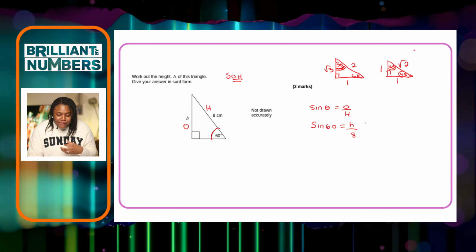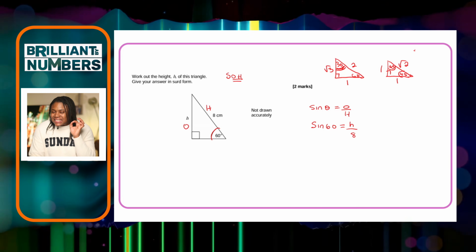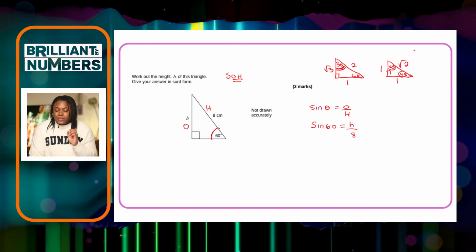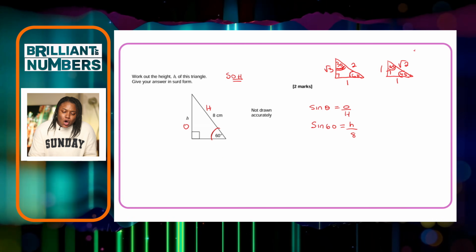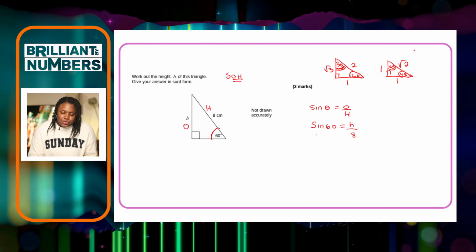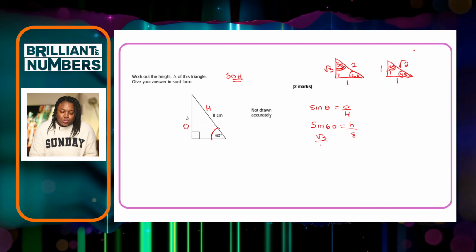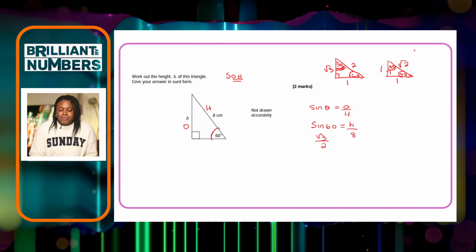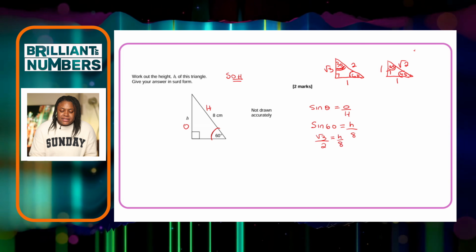So we are going to replace sine 60 with the exact value. We need the triangle with 60. So we go to 60, and sine is the opposite, which is root 3, over the hypotenuse, which is 2. So root 3 over 2 replaces sine 60. That's equal to h over 8.